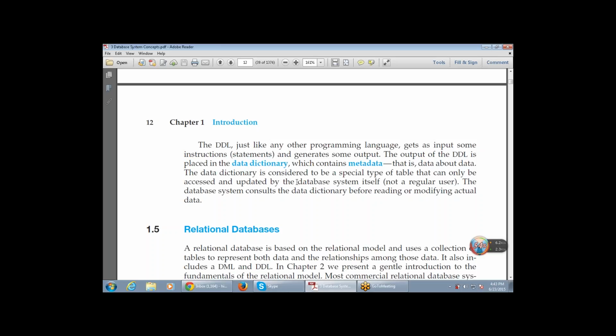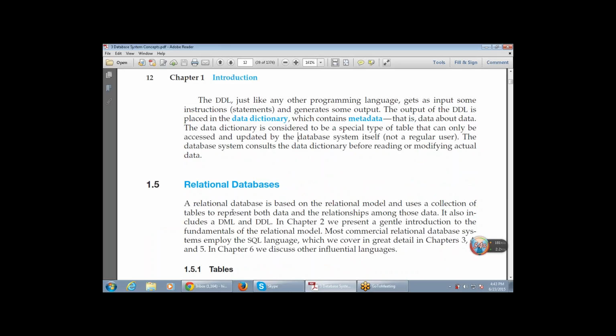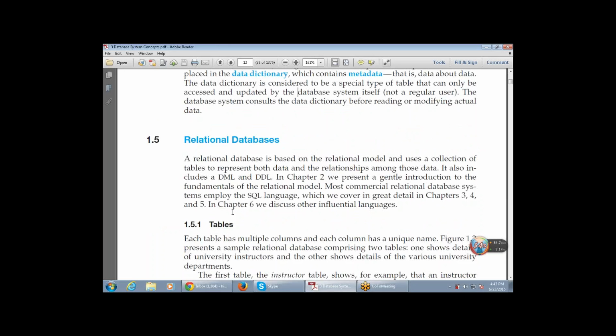Now the next topic is the relational database. What is a relational database? A relational database is based on the relational model and uses a collection of tables. As the name advises, a relational database is a collection of multiple tables. So a relational database is based on the relational model and uses a collection of tables to represent both data and the relationship among these data.